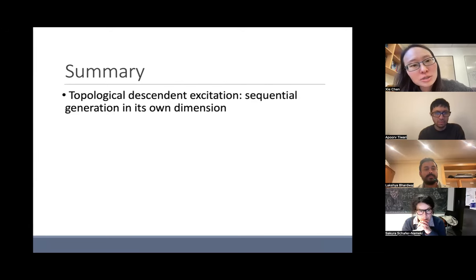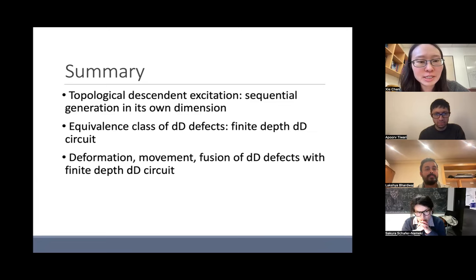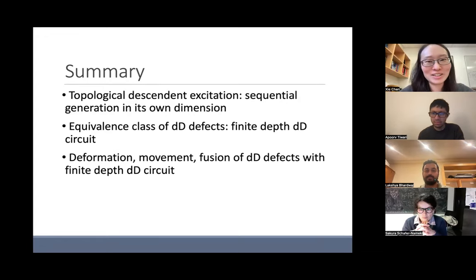Okay. So what I tried to talk about is that these descendant topological excitations, we can generate them in their own dimension with a sequential quantum circuit, and the equivalence classes of d-dimensional defects are given by d-dimensional finite depth quantum circuits. And the deformation, movement, and fusion are all given by these finite depth circuits. Okay, that's it. Yeah, thank you.